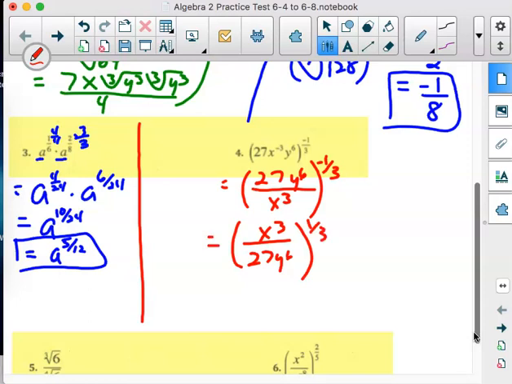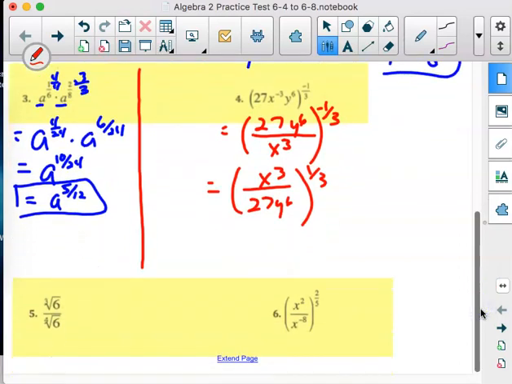Now, we have 2 ways that we could take care of this. We could just distribute the 1/3. But so far, we've been thinking of it as cube root. Which one do you like? Do you want to stick with what we were doing and do cube root? Okay, so let's switch it to cube root, because that's the 1/3 power. So on the top, what is the cubed root of x to the 3rd? On the bottom, what is the cubed root of 27?